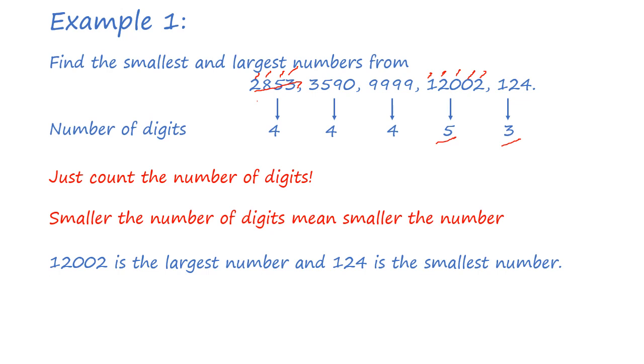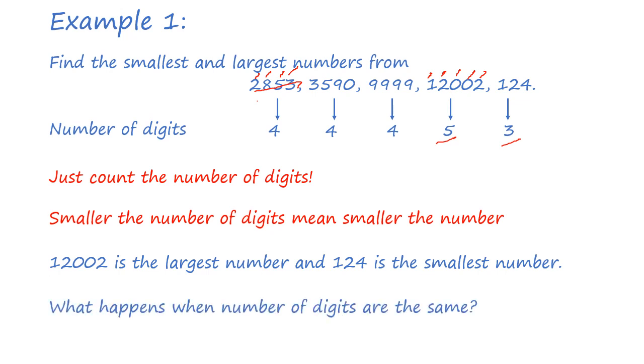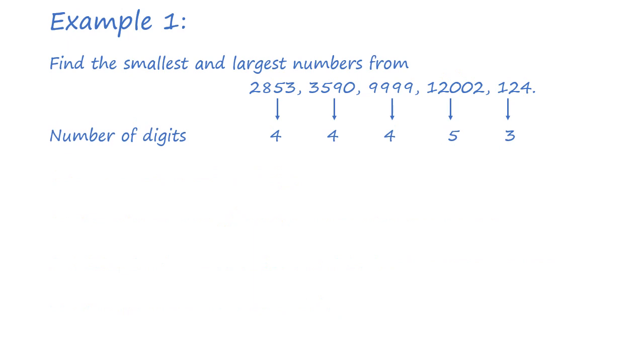Wow, that was easy. But we should also have a doubt in our mind: what happens if the number of digits is the same for multiple numbers? We don't know that yet. So let's continue with the same example. But this time let me strike out this number and this number. I'm also striking out the number of digits. And now the problem is to find the smallest and the largest numbers from the remaining 3 numbers.